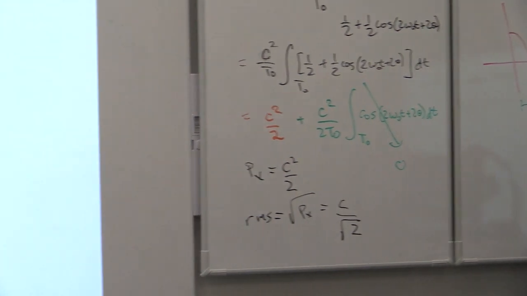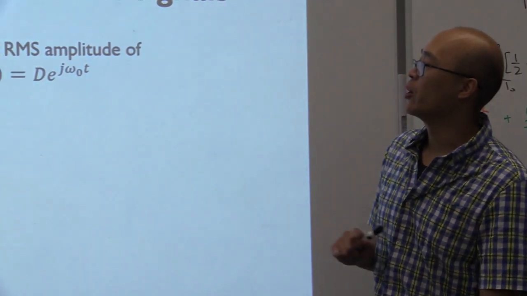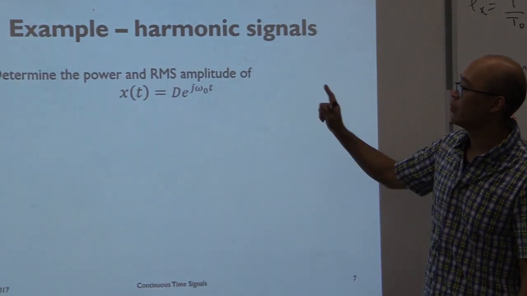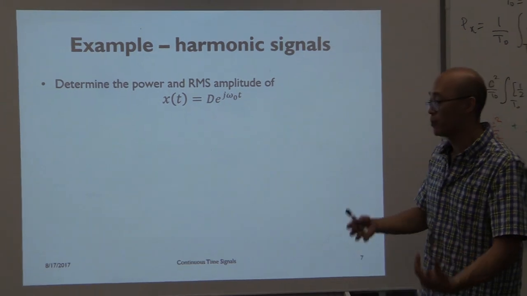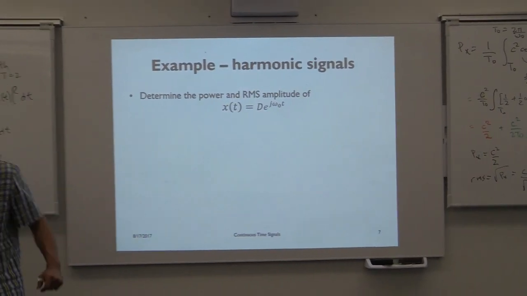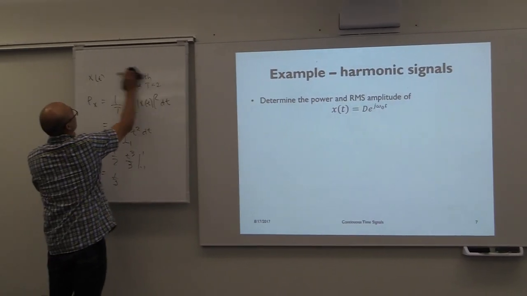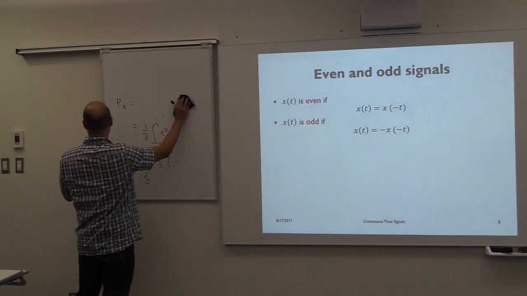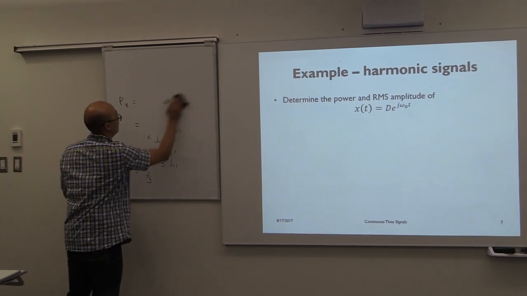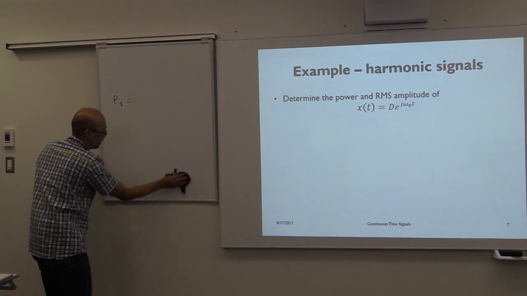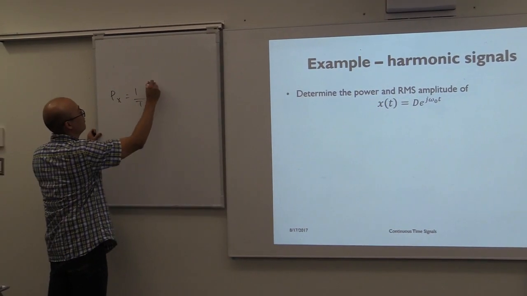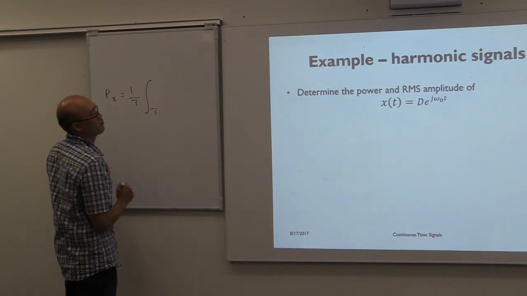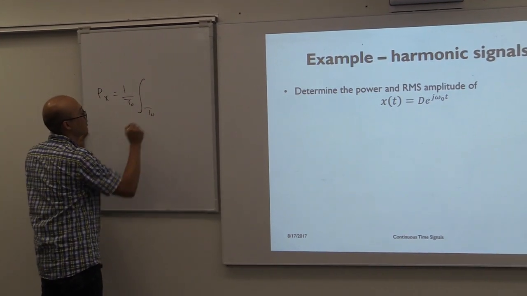Let's take a look at another example. In this case, I want to determine the power and the root mean square amplitude of a complex exponential signal. It's also a periodic signal. So to do that, again, I could write that the signal power is given by 1 over T, the integral over a period. And in this case, if my frequency is omega naught, I can use period T naught.